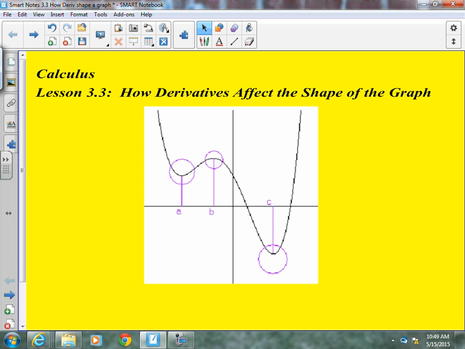All right, bear with me today. We're going to talk about how derivatives affect the shape of a graph. These are long notes. I'm going to fly through it. Feel free to pause, rewind, whatever you need to do to be able to get all the notes taken.